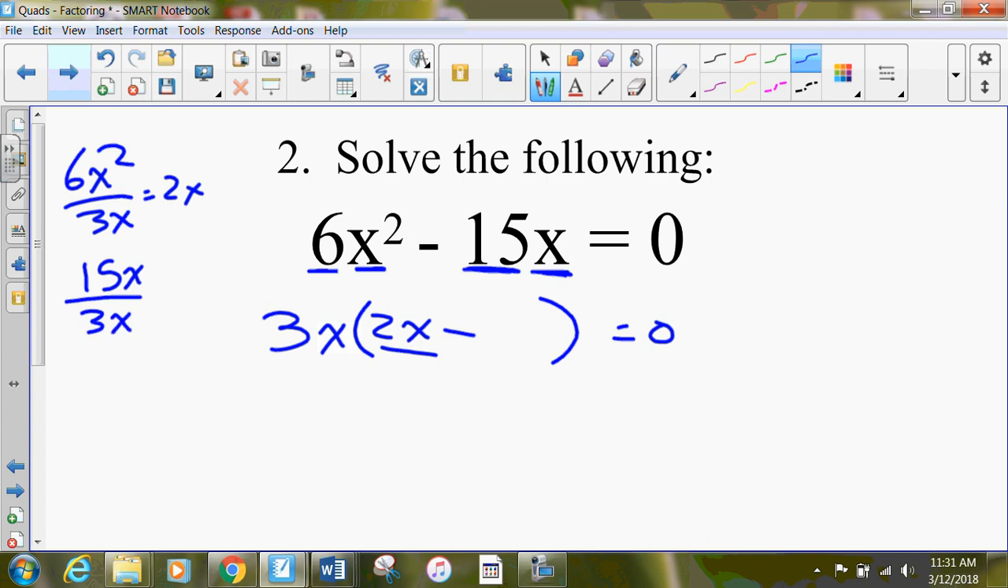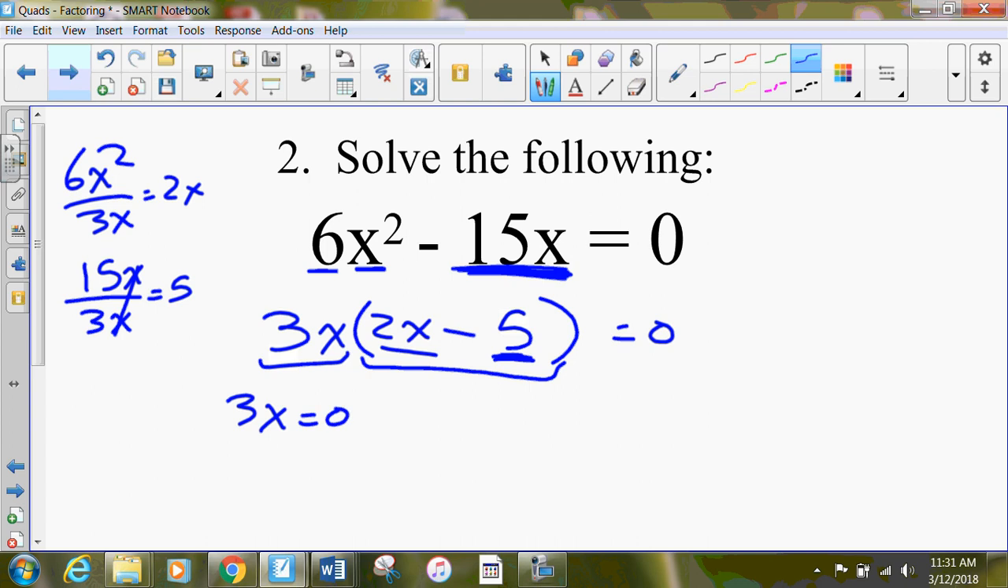But I'll do this method over here so that people can see that there is another method besides just guessing, but just kind of trial and error, saying, hey, what do I need to put here so that when I distribute, I do get a negative 15x? So now I have something times something equals 0. So either 3x equals 0 or 2x minus 5 equals 0.